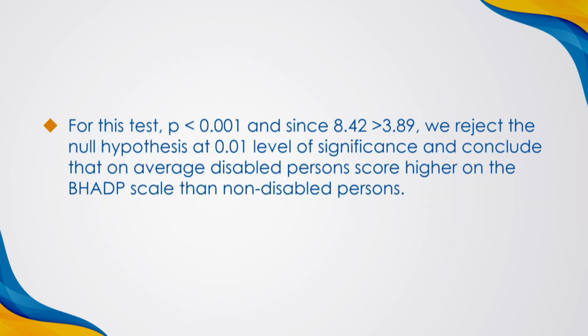For this test, the p value is less than 0.001 and since 8.42 is greater than 3.89, we reject the null hypothesis at 0.01 level of significance and we conclude that on average disabled persons score higher on the BHADP scale than non-disabled persons.